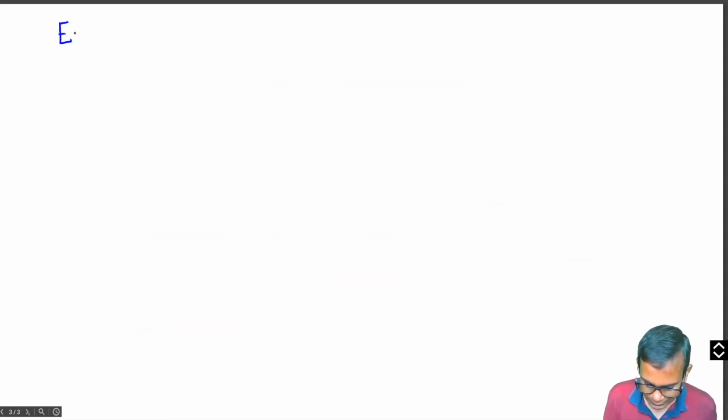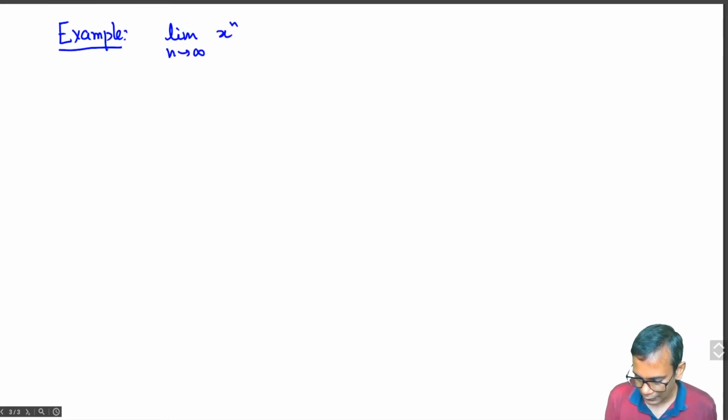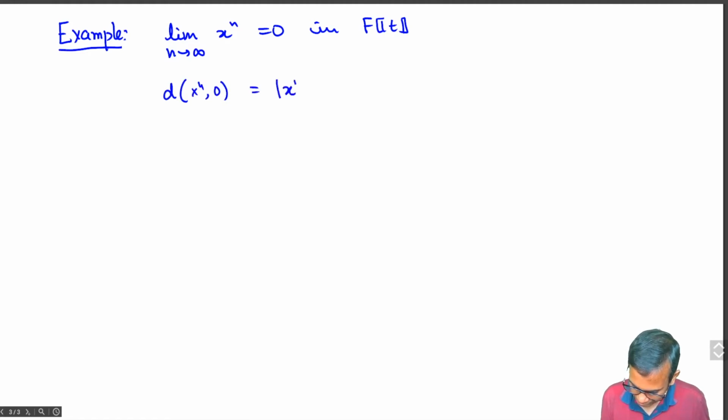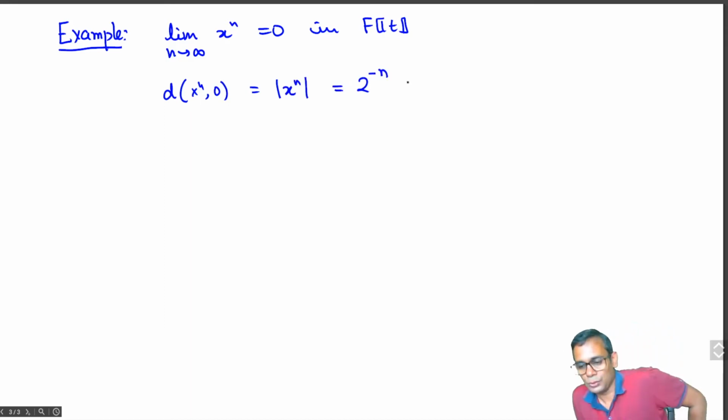So the simplest example and probably the most important example is that the limit as n tends to infinity of x to the n is 0 in F[[x]]. Why is that? Well, this is just because the distance from x to the n to 0 is just the norm of x to the n, which is 2 raised to minus n, and that goes to 0 as n goes to infinity.